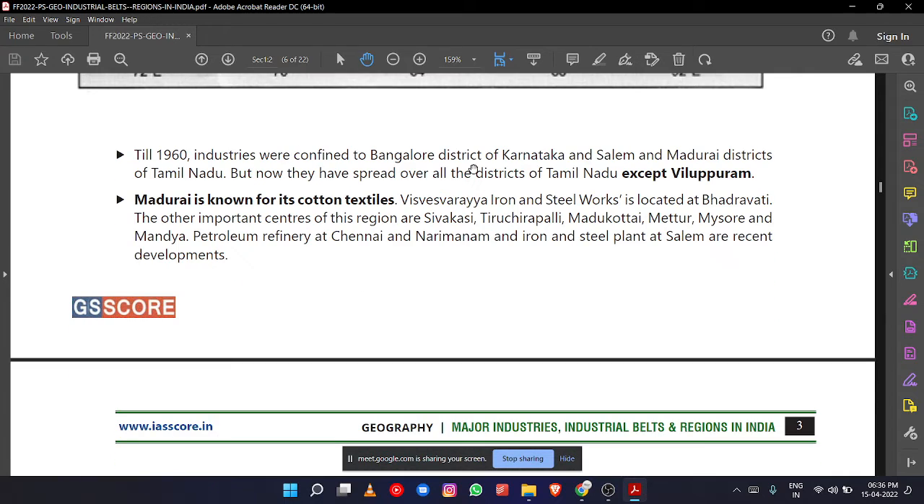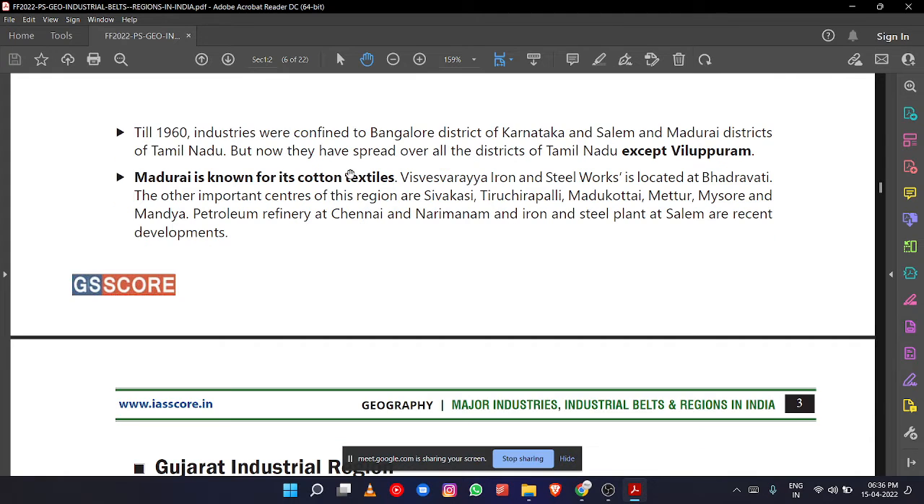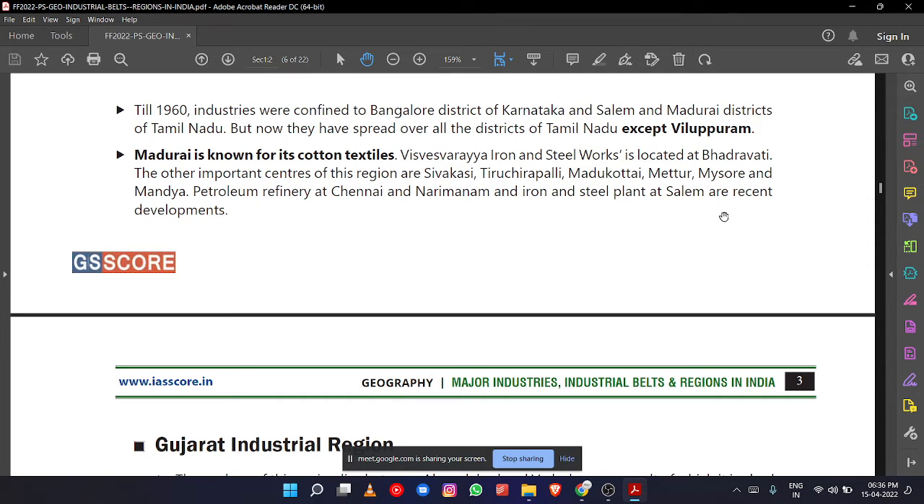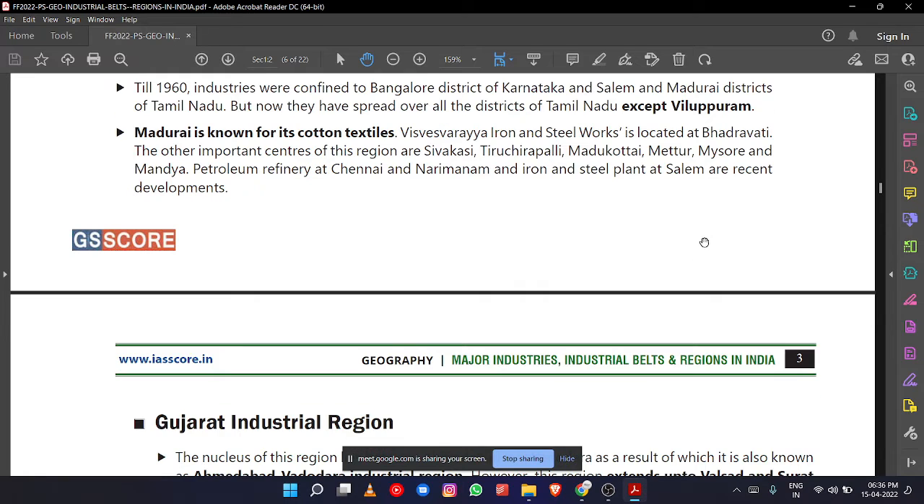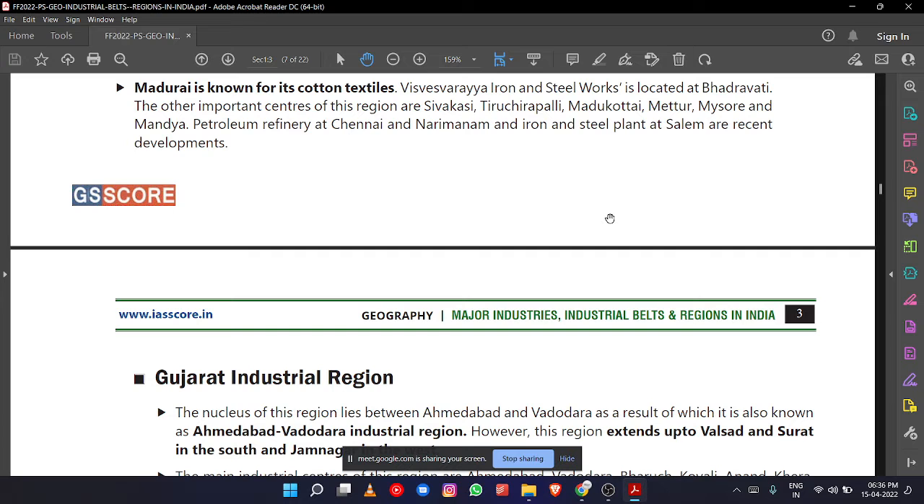Till the 1960s, industries were confined to the Bangalore district of Karnataka and the Salem and Madurai districts of Tamil Nadu. But now they have spread all across Tamil Nadu except Villupuram. Madurai is known for cotton textiles, and the Visvesvaraya Iron and Steel Works is located in Bhadravati. Other important centers of this region are Sivakasi, Tiruchirappalli, Pudukkottai, Mettur, Mysore and Mandya.